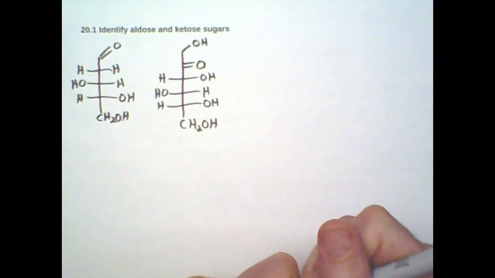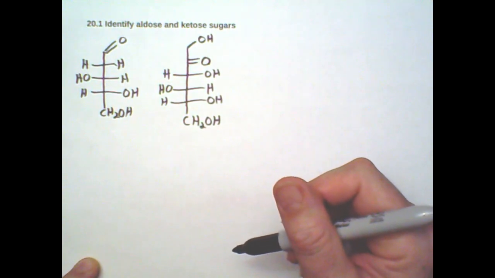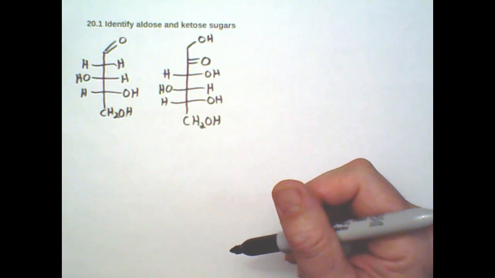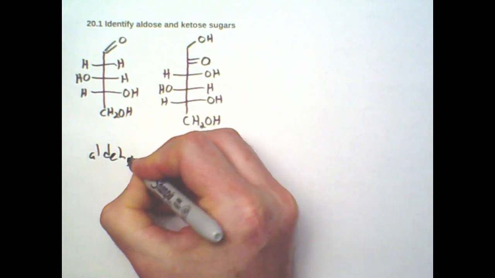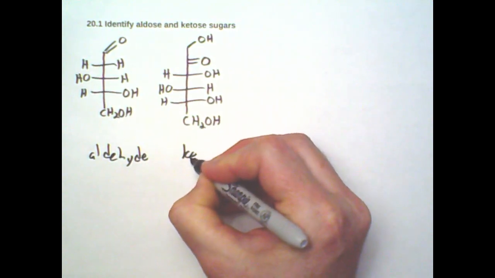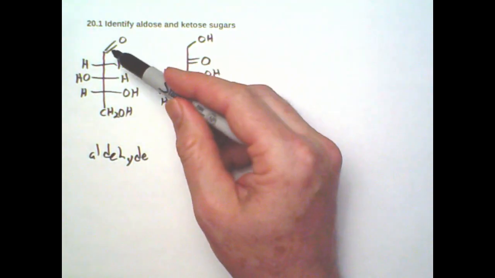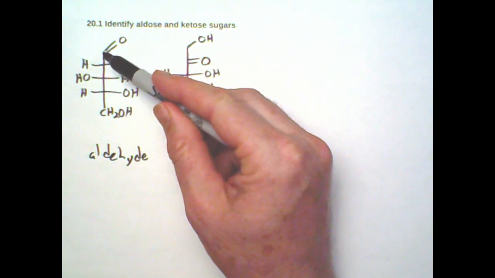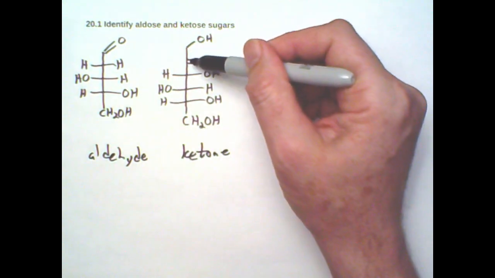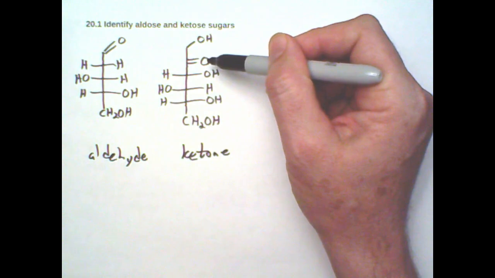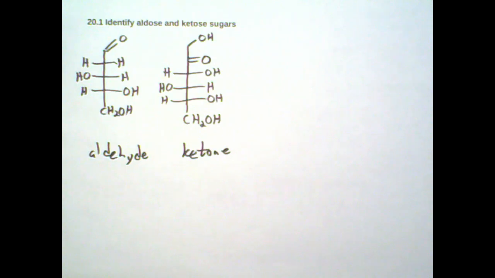For questions asking you to identify aldose or ketose sugars, you already know enough from all of your work learning to recognize aldehyde and ketone functional groups. So all you do is look for the aldehyde, the carbon on the end of a chain with a double bonded oxygen, or look for a ketone, a carbon in the middle of a chain with a double bonded oxygen. So now I'll go into it a little deeper.